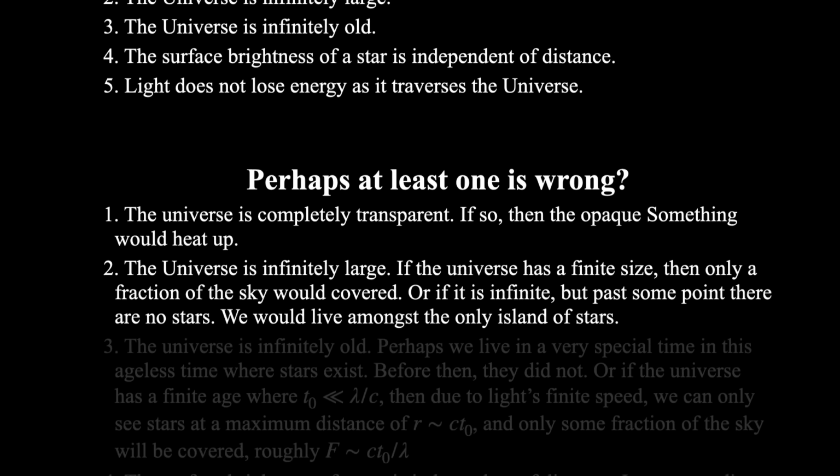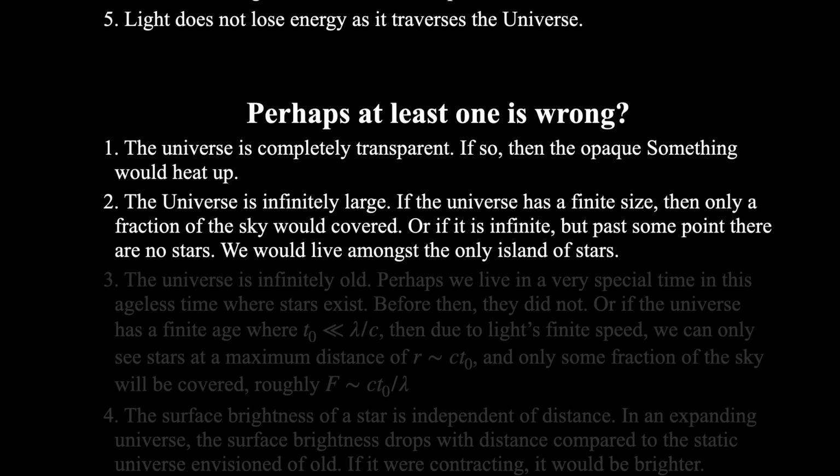Next, the universe is infinitely large. Let's look at that one. If the universe has a finite size, let's just pause it for just a second. If it has a finite size, then only a fraction of the sky would be covered. Let's say the universe is literally a box and whatever's outside the box, we don't know, we don't care. So only a fraction of the sky would be covered because there are only so many stars inside a finite box. But if it's infinite, but past that point there are no stars, well, that's the same kind of thing as if there's nothing past that. And then we would be just happening to live amongst the only island of stars, which seems a little weird. So there are some things that could be wrong with it being infinitely large.